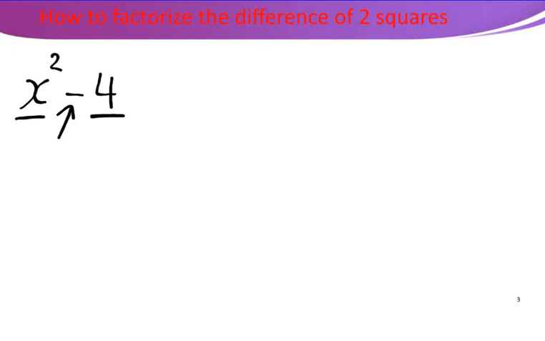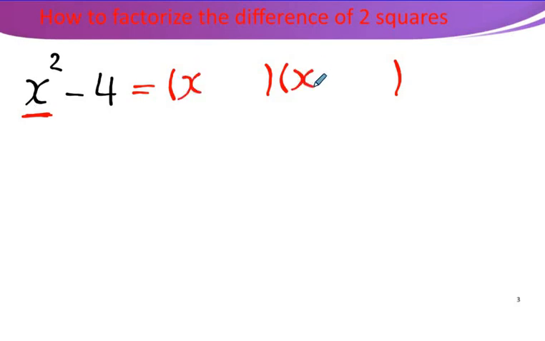To factorize it, open two brackets like this. What is the square root of the first term? x squared. The square root of x squared is x, so here x and here x. The square root of the second term is 2, so here 2 and here 2. Put positive here and negative here. Another example.